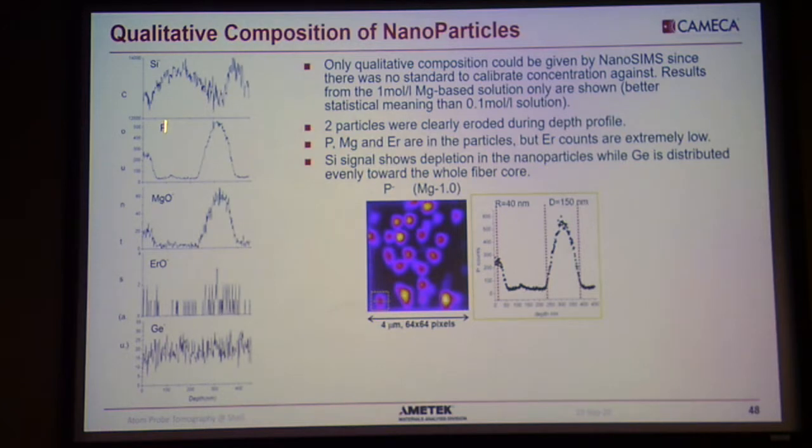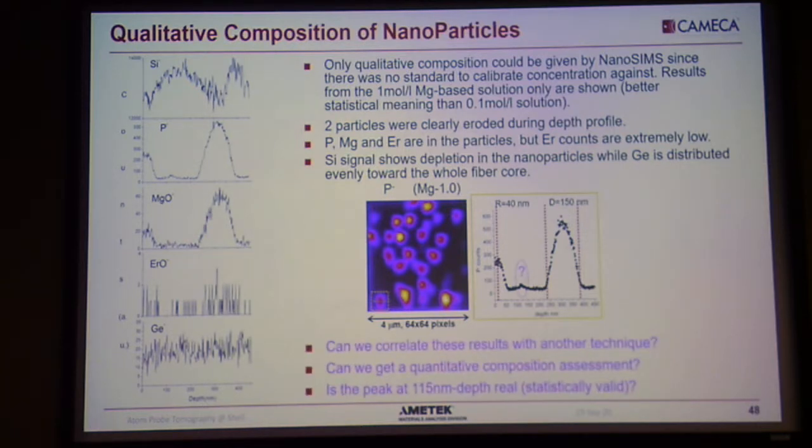Also, in terms of the depth direction, when you do a profile, you could see that when you have the particle, you have an enrichment in phosphorus, as well as in magnesium. You have a depletion in silicon, but there's nothing that you can give in terms of information for the erbium. The counts are too low, the statistics are too low, this is buried in the background, there's no information that you can get. And also for the germanium, it appears to be fairly uniform, but it's also very noisy, so we don't know for sure if that's the case.